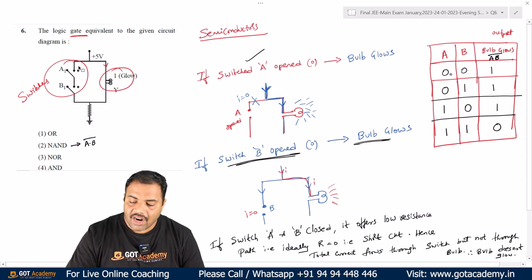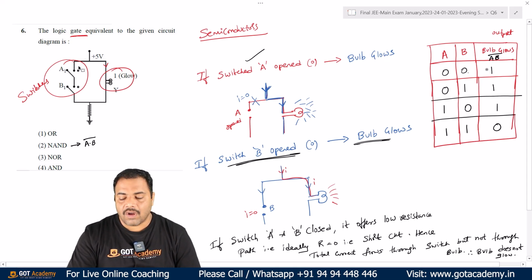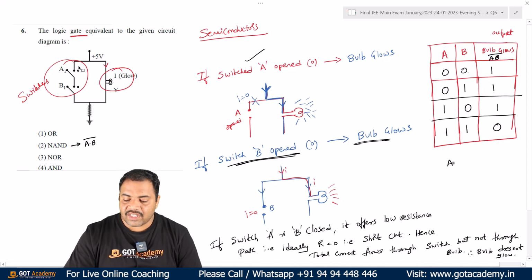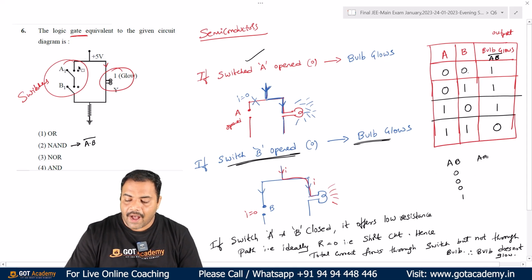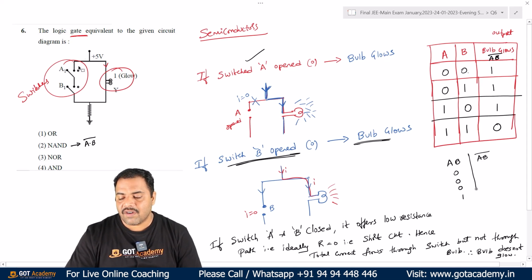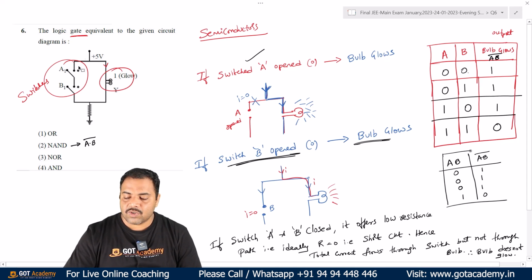Why? A dot B: 0 into 0 is 0. If I write one more column, AB, what will I get? 0 into 0, I'll get 0. 0 into 1, again 0. 1 into 0, 0. 1 into 1, I'll get 1. Now, AB bar. Bar in the sense we have to take the reverse of that, the complement. So 0 bar is 1, 0 bar is 1, 0 bar is 1 and 1 bar is 0. Like this, I will get the truth table.